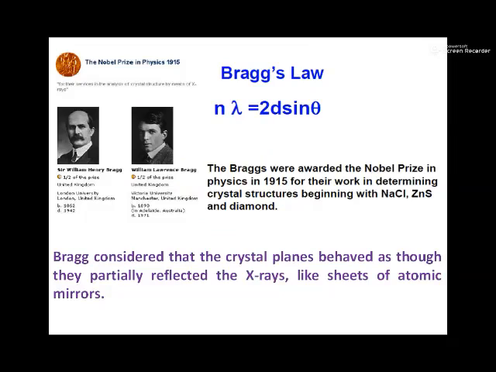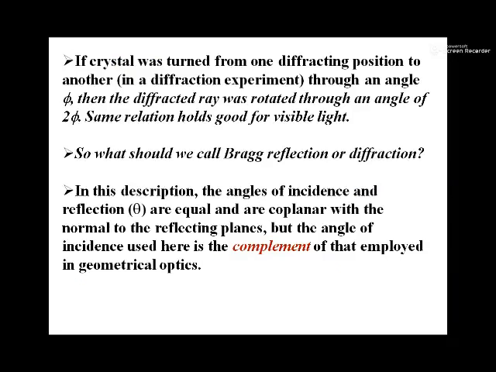Now I have told earlier that these two, father and son, received the Nobel Prize, and at the first time I am telling about this law, that is 2d sine theta equals n lambda. And what happens? Bragg considered that the crystal planes partially reflect the X-ray like a mirror. Okay, and the mirror is made up of just atoms, right? So it is atomic mirrors that partially reflect that particular X-ray.